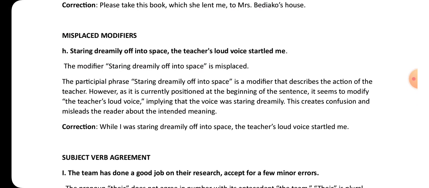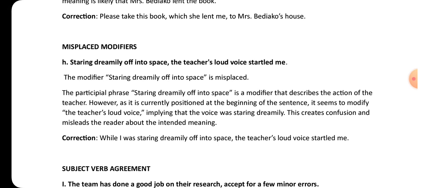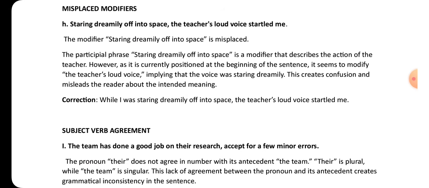"Staring dreamily off into space, the teacher's loud voice startled me." So this is a misplaced modifier again. If you really know what a misplaced modifier is, the modifier "staring dreamily off into space" is misplaced. The participial phrase, "staring dreamily into space," is a modifier that describes the action of the teacher.